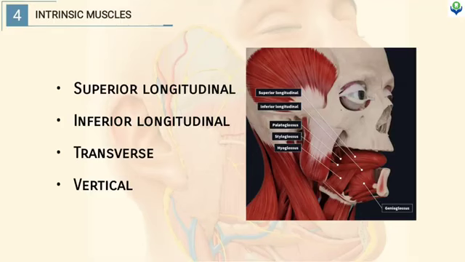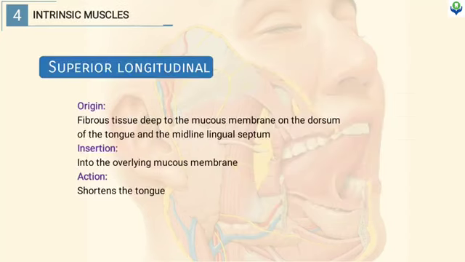Now let's move on to the intrinsic muscles of the tongue. These are the superior longitudinal muscle, inferior longitudinal muscle, transverse and vertical muscles. The superior longitudinal muscle originates from the fibrous tissue deep to the mucous membrane on the dorsum of the tongue and the midline lingual septum. It gets inserted into the overlying mucous membrane. It acts by shortening the tongue.